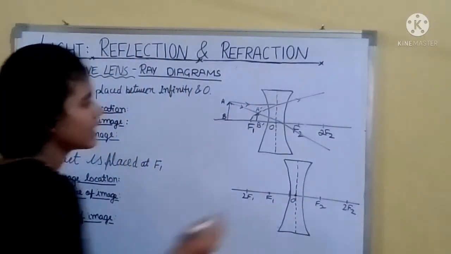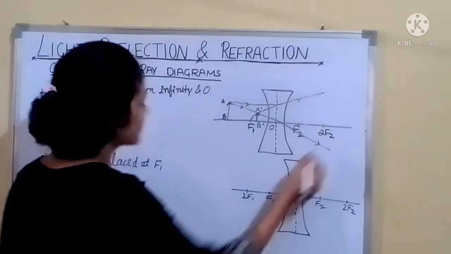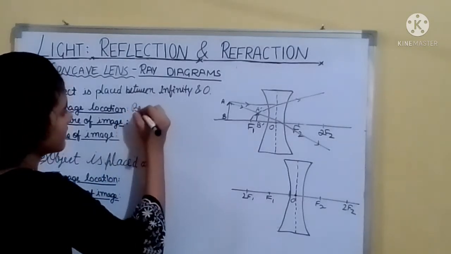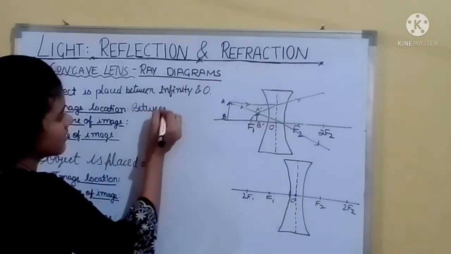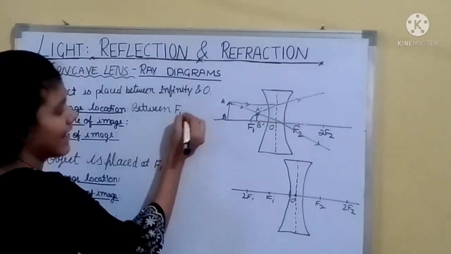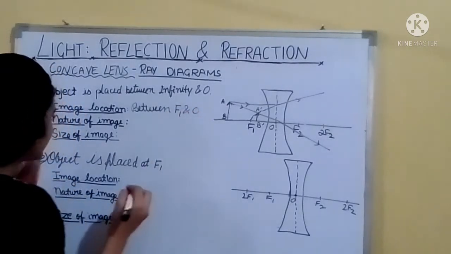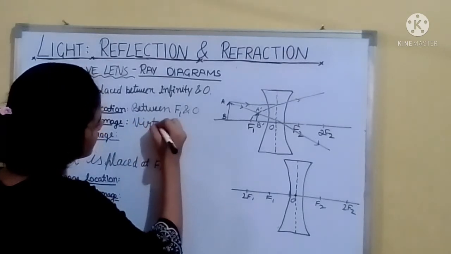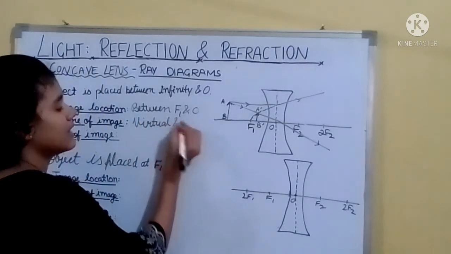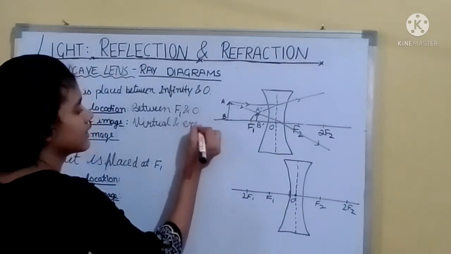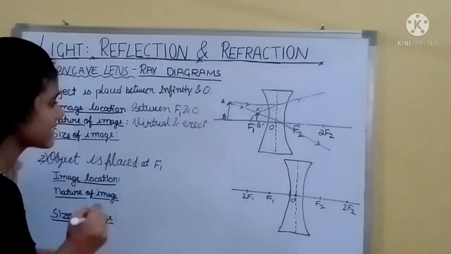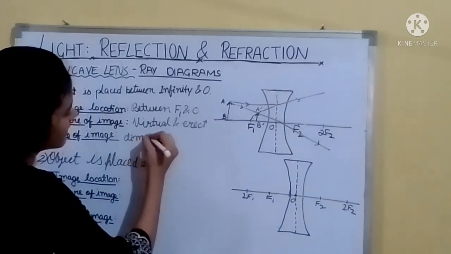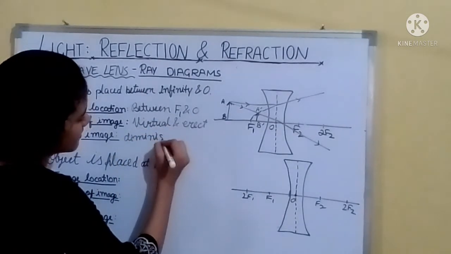Now what we can figure out from this: image location is between f1 and the optical center. Then nature of image: virtual and erect. Then size of the image is diminished.